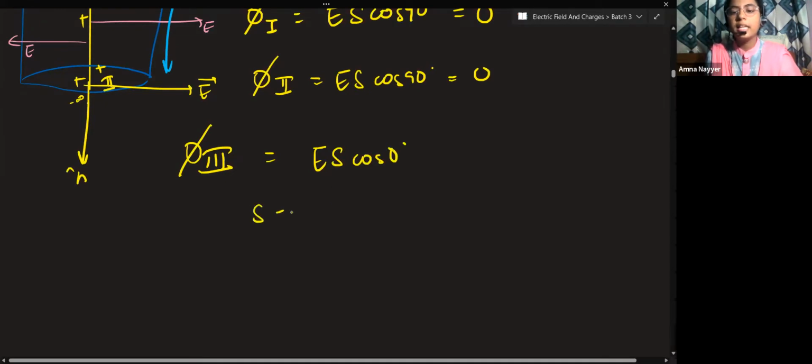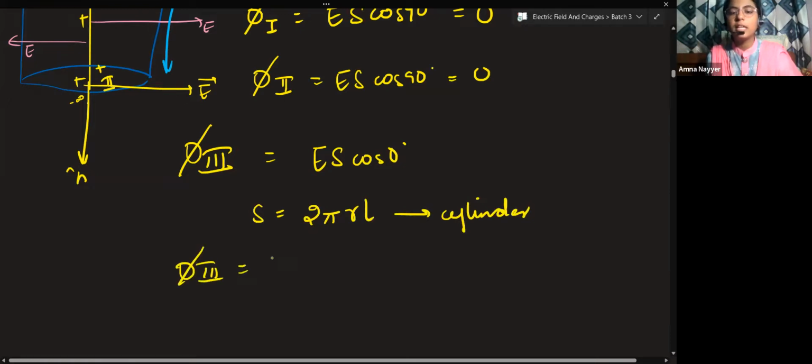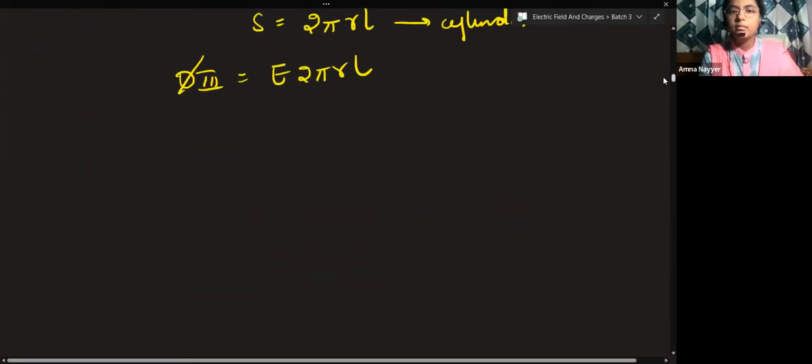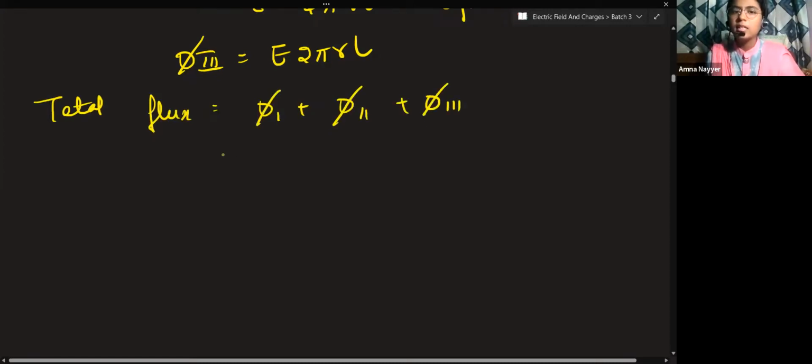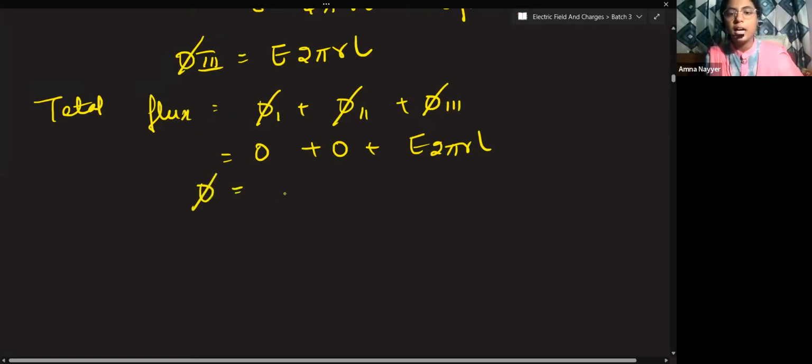Now, what is the surface area? The surface area is 2 pi RL for a cylinder. This you should already know. So the flux will be E times 2 pi RL. So the total flux, if I calculate, will be phi 1 plus phi 2 plus phi 3, all three fluxes. So this is 0, this is 0, and this is E 2 pi RL. So the total flux phi is E times 2 pi RL.